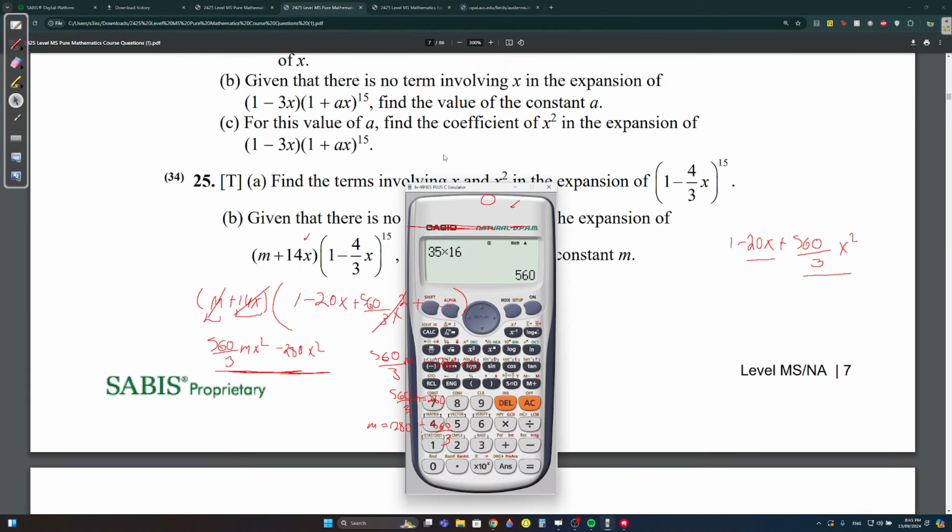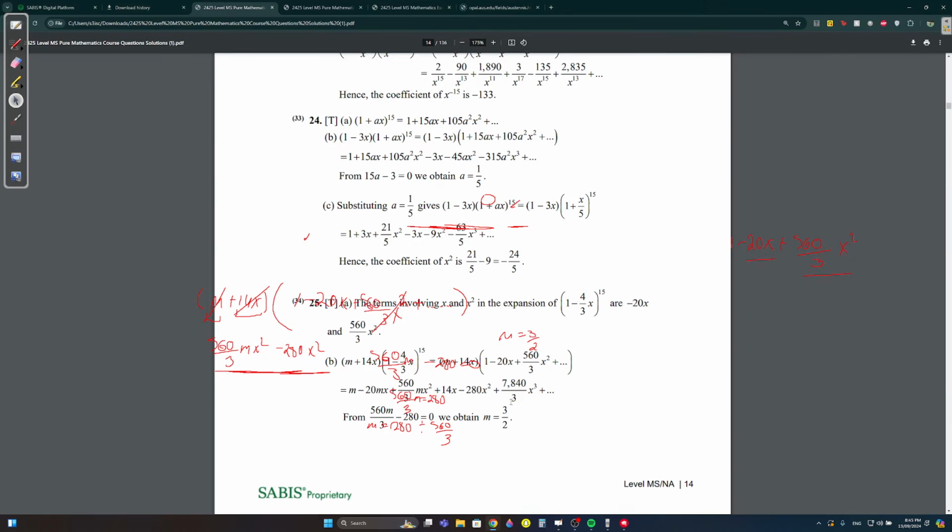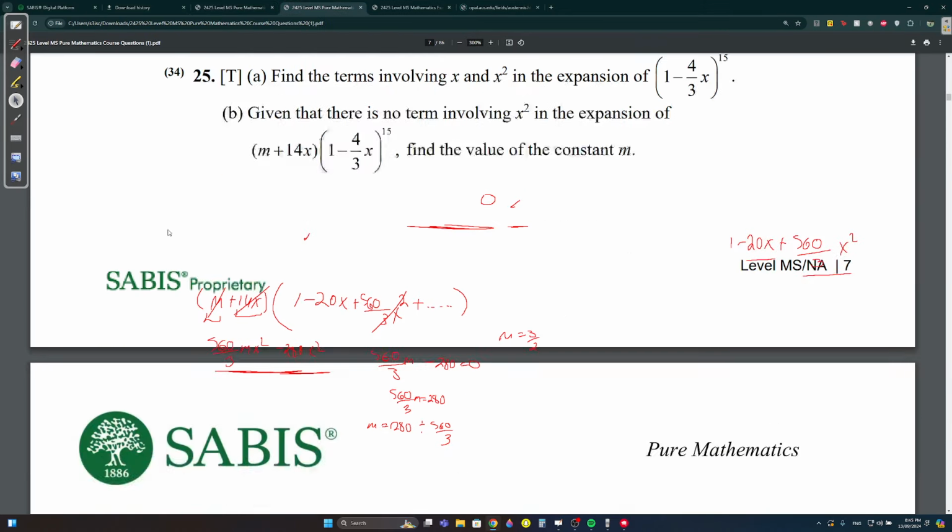You should get, let's see, 280 divided by 560 over 3 over 2. You get m equals 3 over 2. Yes. Okay. 26.